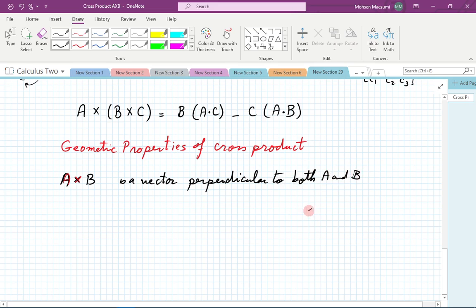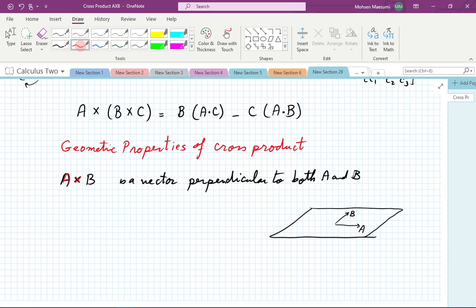The best way to show that is to say, okay, suppose I have a plane and I have a vector A here and a vector B here. So A cross B will be a vector that is perpendicular to both of these, and the result is going to be perpendicular to the plane on which they are sitting. So A cross B is going to go in that direction.